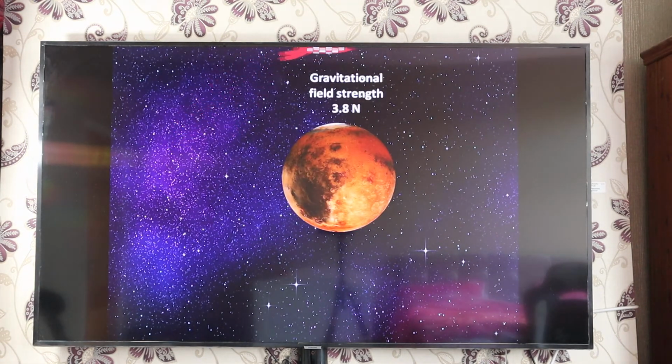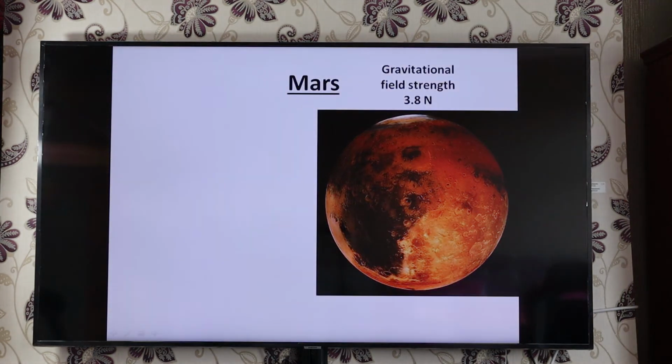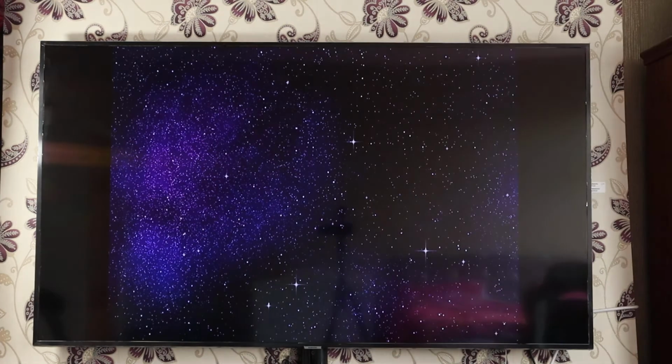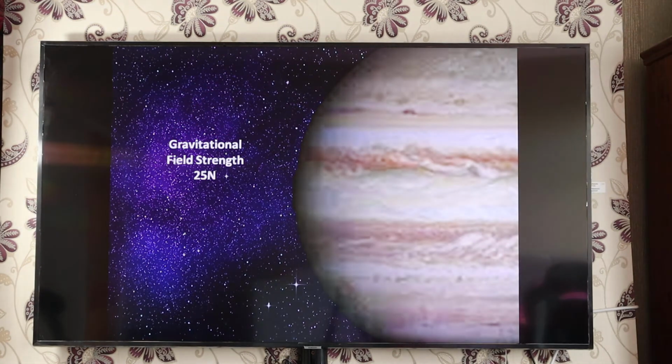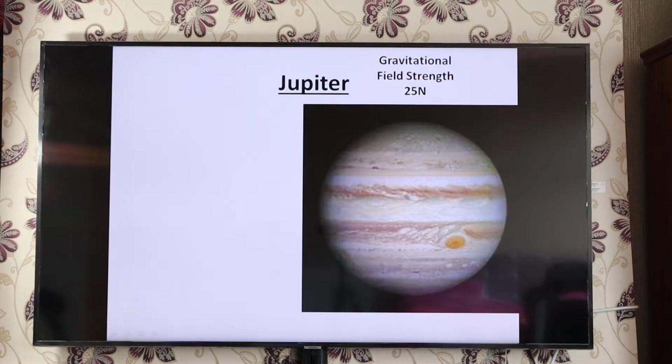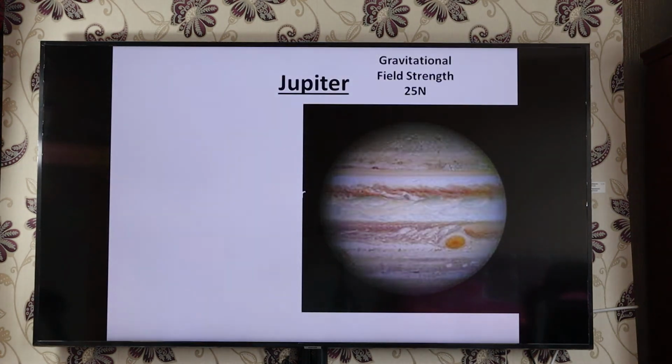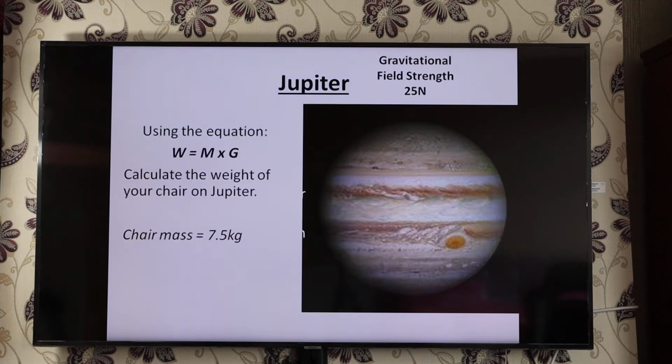Okay, let's go on to the next planet. Mars has a gravitational field strength of 3.8. So you need to do 7.5 times by 3.8. And whatever the answer is, you can write it down. Okay, the next planet we're going to has a gravitational field strength of 25. Jupiter has 25. So you need to do 7.5 times by 25 and whatever the answer is to that.